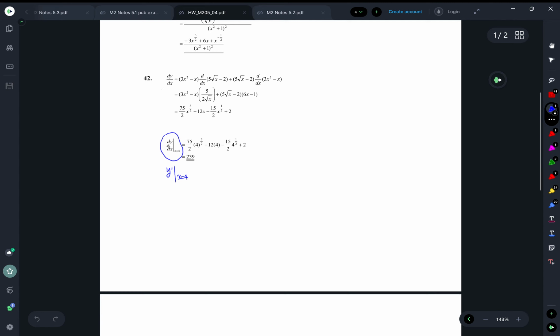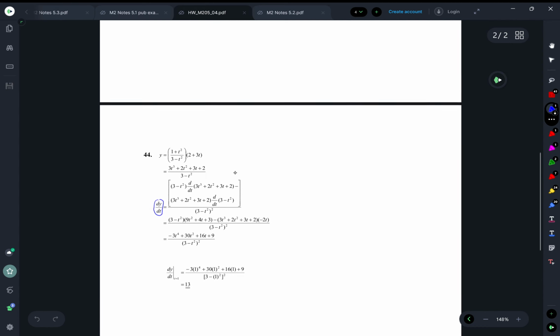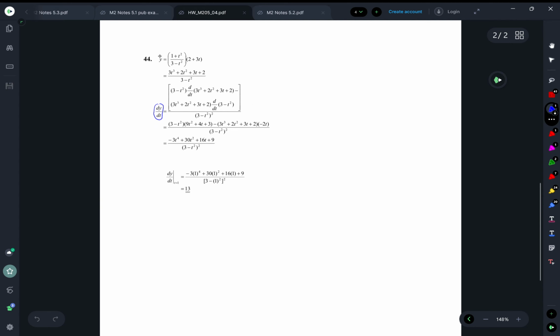42. This is another notation where you don't say substitute x equal 4 into the derivative function. You just write dy/dx or y prime and then the stroke x equal 4, and then you do the substitution. Last question.